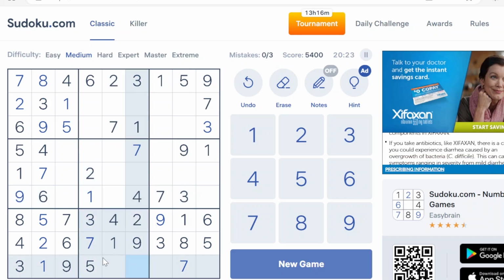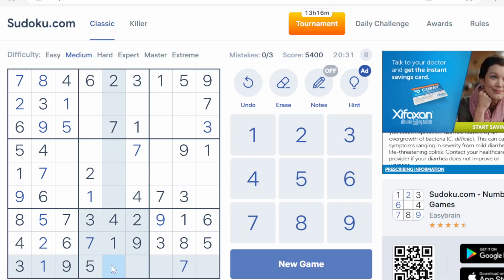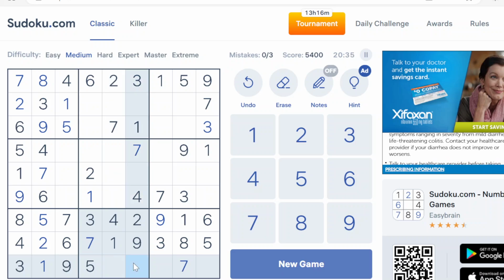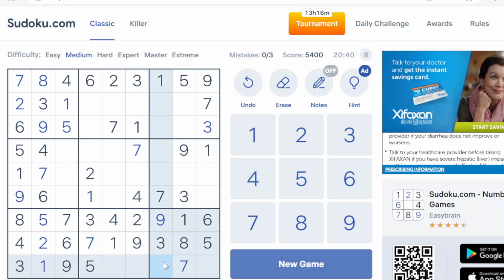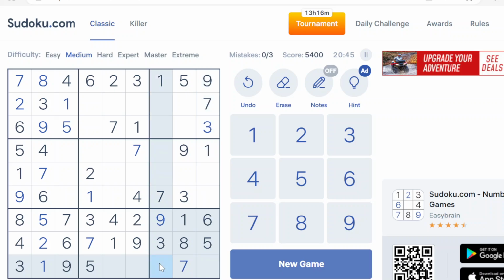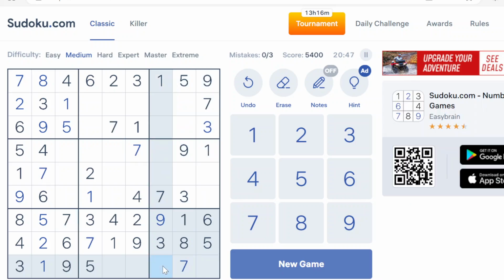Well, at least let's see if we can finish this box. So for this one, we need 6 or 8. Yeah, we don't have enough information yet. And for this one, we need 2 or 4. Okay, I have to watch an ad if I want to get another hint, but I don't want to rely too much on the hints.